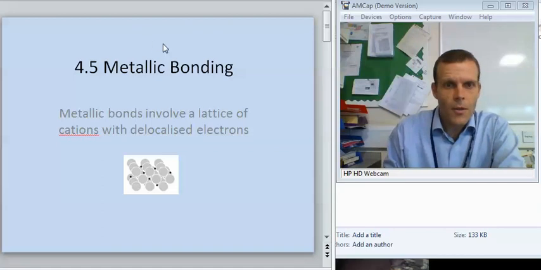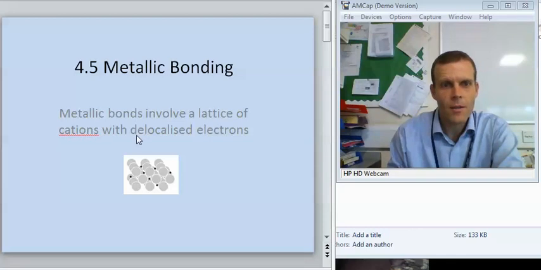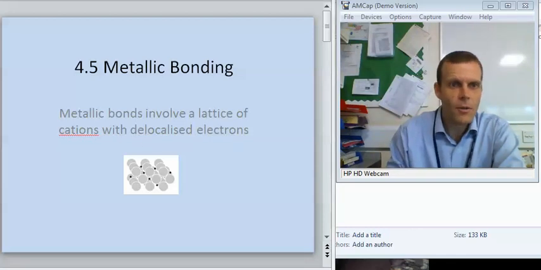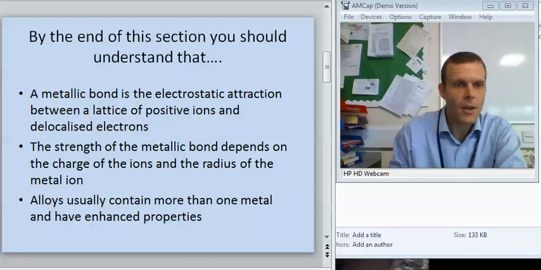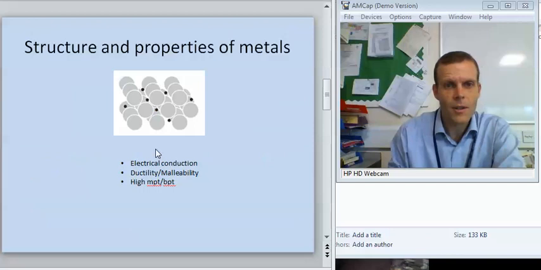Okay, last section of the standard level bonding unit, metallic bonding. So metallic bonds involve a lattice of cations, positive metal ions, with delocalized electrons. This is what we need to understand. The first statement again: it depends on the charge of the ions and the radius of the metal ion. Alloys contain more than one metal and have slightly different properties to their parents.